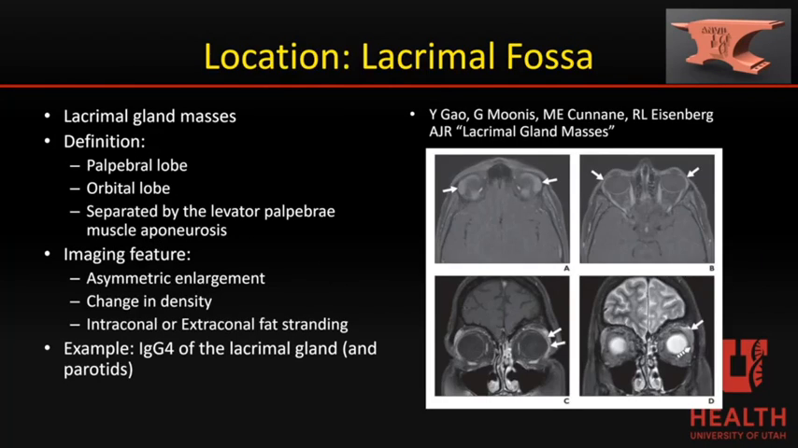The next imaging blind spot is the lacrimal fossa, and we should always consider lacrimal gland masses. Now, the anatomy of the lacrimal gland has the palpebral lobe and the orbital lobe separated by the levator palpebrae muscle aponeurosis, and so any pathology can involve either of those lobes. Things to look for are asymmetric enlargement, a change in density, or associated intraconal or extraconal fat stranding. And these pathologies can be unilateral or bilateral.